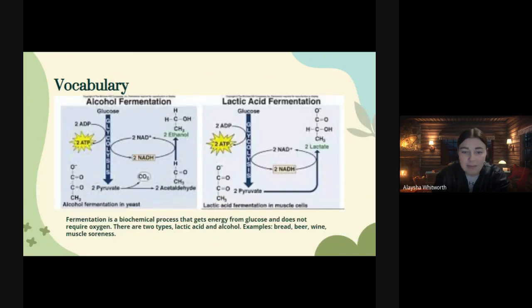There's two different types of fermentation. There's alcohol fermentation and lactic acid fermentation. It gets energy from glucose and does not require oxygen. Again, there's the two different types. Alcohol fermentation is your alcohol, bread, wine, and lactic acid fermentation is actually in our muscle cells, like when we work out. So if you work out and the next day you're really sore, that's lactic acid.